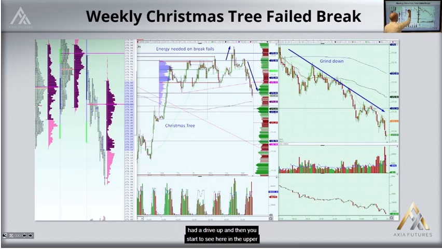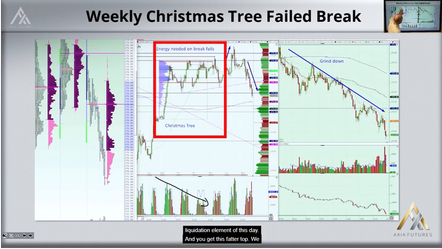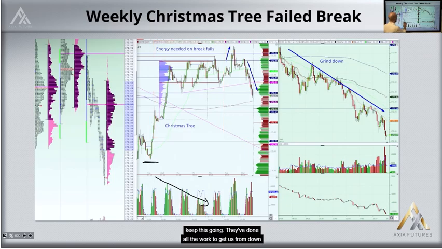You get a drive up, and then you start to see here in the upper part of the Christmas tree, this is where volatility starts to drop. You see the volumes falling off in this zone, and this is what creates this type of Christmas tree structure again. You do get the washes back, which take away the kind of liquidation element of this day, and you get this fatter top. We need energy now to get the break, because buyers clearly haven't got enough left in the tank to keep this going. They've done all the work to get us from down here up here. They need more participation. They need more people to get involved here to generate that move up.